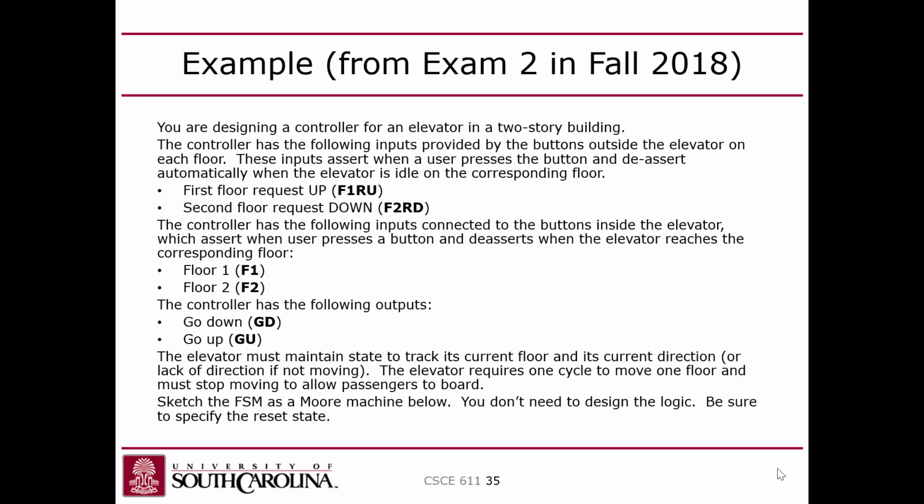Oh, sorry, I forgot the outputs. The outputs are go up, go down, right? So going down would be go down equals 1, and this would be go up equals 1, right? And if I don't mark it, the assumption is 0, but I'll put them in just to be clear. So go up equals 0, go down equals 0, go up equals 0, go down equals 0, and if you're going up, then you can't go down at the same time. Go down, go up, 0.